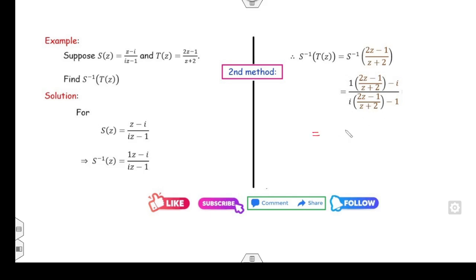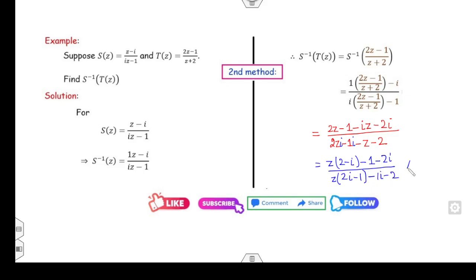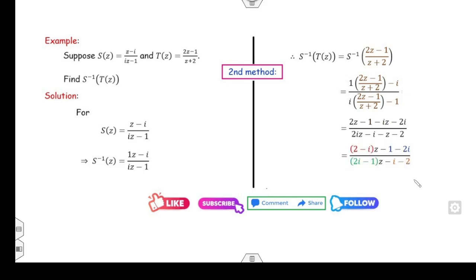Fine. Now you can take the LCM. It will be 2z minus 1 minus iota z minus 2 iota, divided by minus z minus 2. Now you can take z common, 2 minus iota, and the constant term is minus 1 minus 2 iota. From the denominator, 2 iota z minus z, so z will be common, 2 iota minus 1, and the constant is minus iota minus 2. You can see this is the same as we obtained from the previous one.